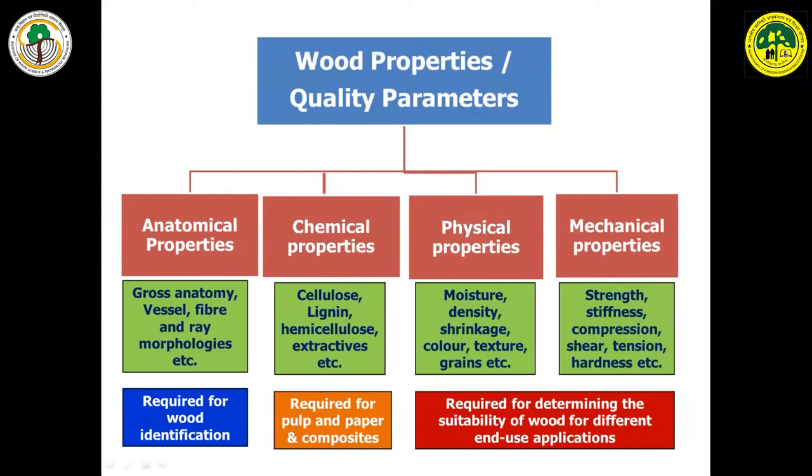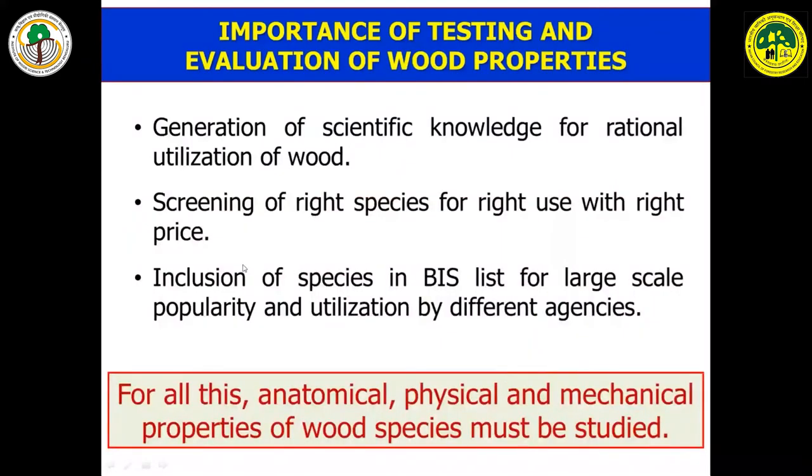So these physical and mechanical properties combined are required to find the suitability of wood for different end-use applications like building, construction, flooring, furniture, wall paneling. All those applications of the wood require knowledge of these properties. So we need to generate the scientific knowledge for rational utilization of the wood for different applications, and we want to recommend the right species for the right use at the right price. If you want to use the wood for some lower end applications, then we should not use wood which is of very high quality and high price. This is possible by identifying the wood and knowing the wood properties.